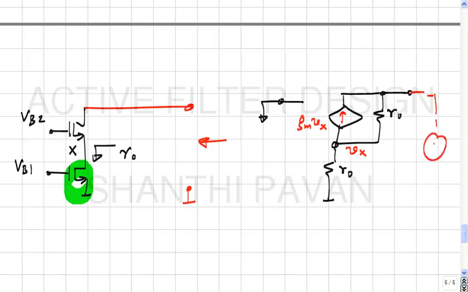To find the output impedance, what would I do? I would pump a current and measure the voltage. Why does that make sense? Stuff is in series. Okay. So if this is I, alright, what is Vx? Vx is nothing but I times R naught.